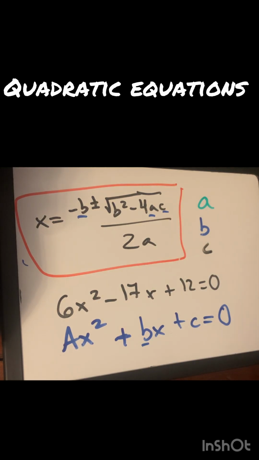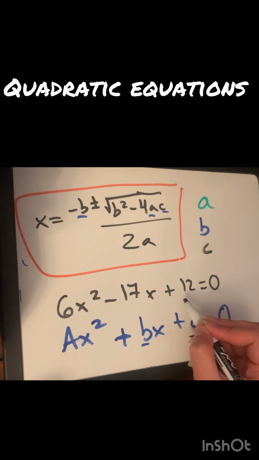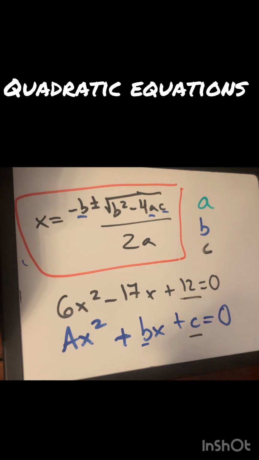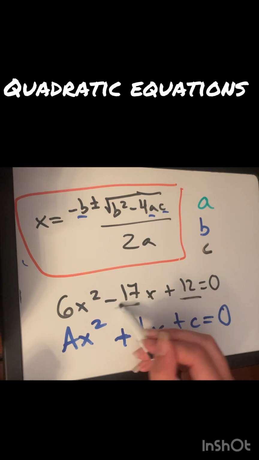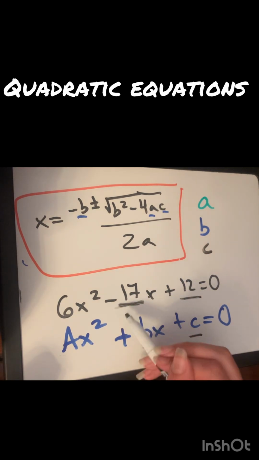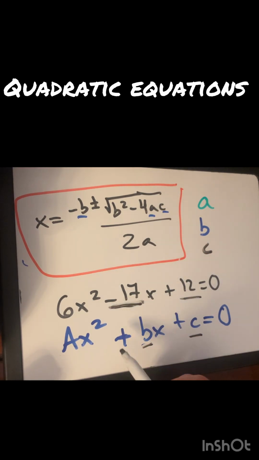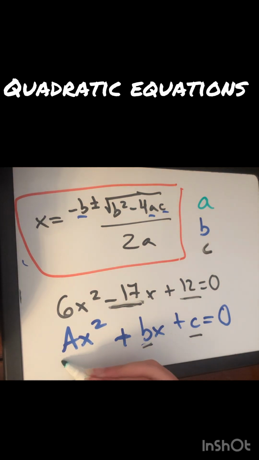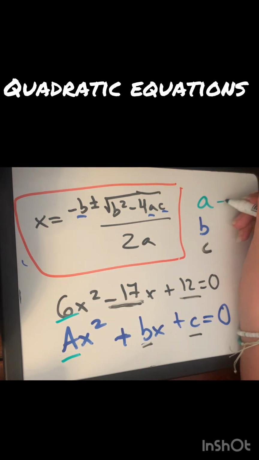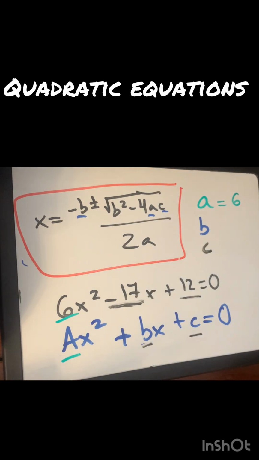How do you find these values? Well, C is 12. B, never add the x, guys, never. X or x squared, never add them. It really confuses a lot of people. B is negative 17. Yes, the negative always counts. Please don't forget it. And A, sorry, I wasn't using the color coding. A is 6.